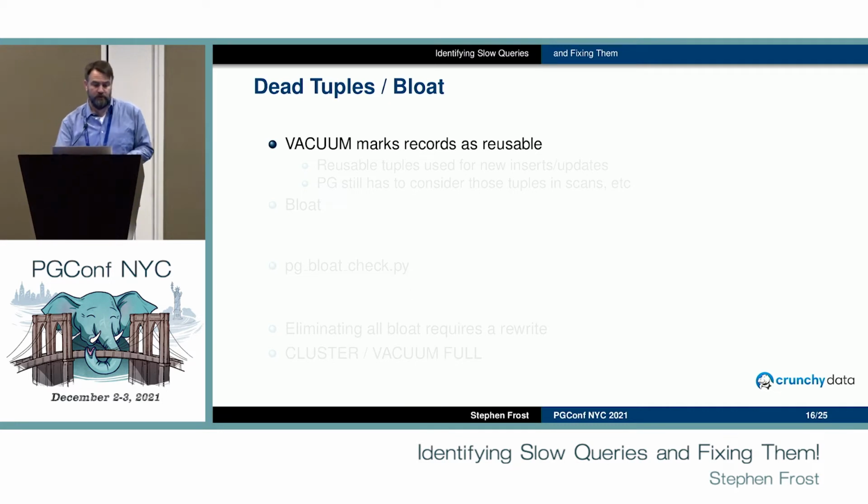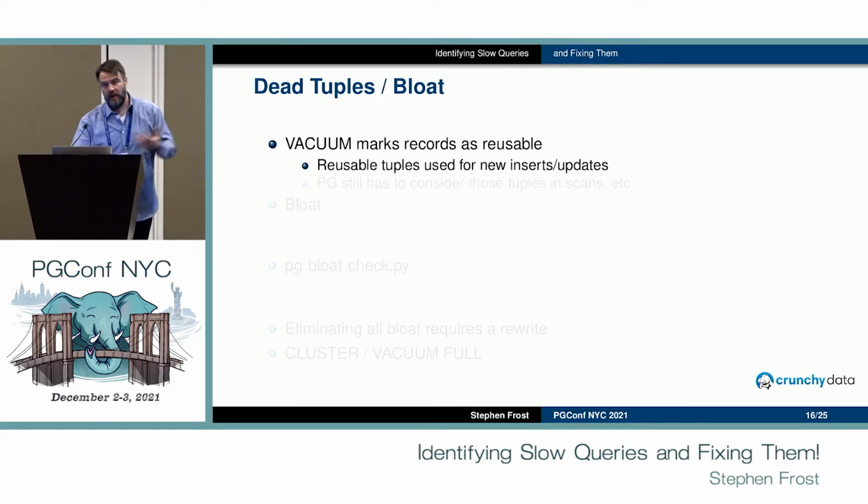Vacuum is what goes through and marks those records as reusable. Reusable tuples are space where we can actually put a new record. And you want to do that because you'd much rather reuse that space than have to extend a relation. Another case where you can end up with slow queries is on inserts, on a heavy write load system. If you're constantly having the table be extended, that means there's no free space inside of the table, and we're having to constantly go out to the operating system and ask for more disk space, which is a relatively expensive operation.